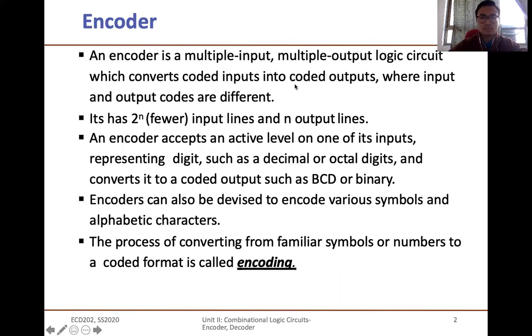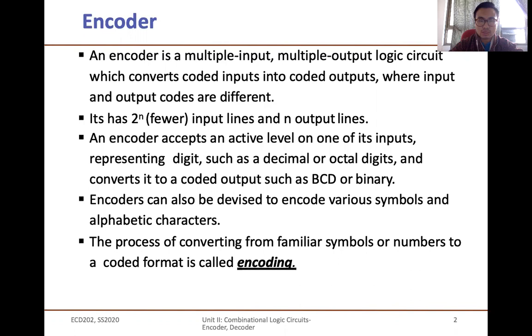So in this session, we will look into another type of example for combinational logic circuit. So far, we have looked into two types of examples, multiplexer and adder. Now in this session, we will look into encoder. Encoder is an example of combinational logic circuit, which is in unit 2. So this will be the final topic. We have two topics, that is encoder and decoder. In this session, we'll focus on encoder.